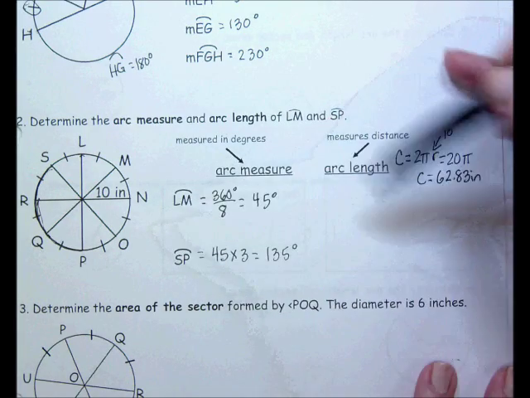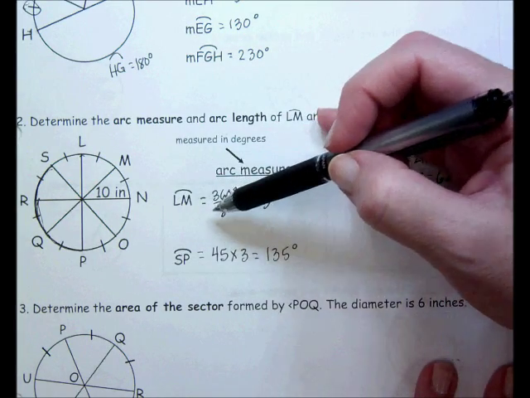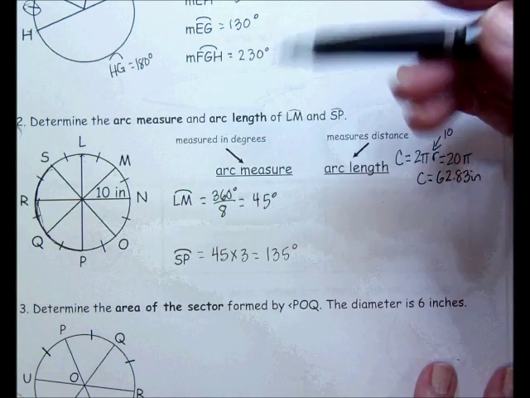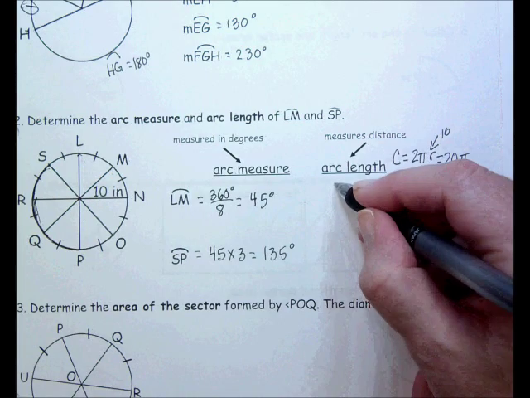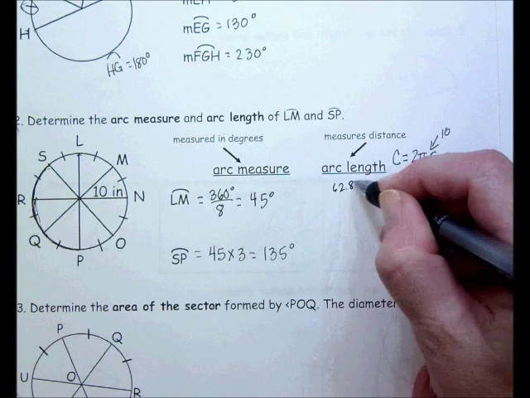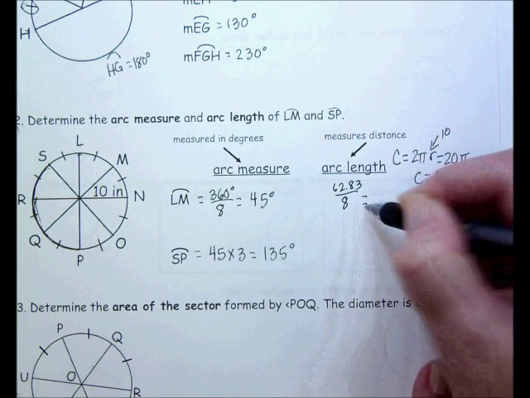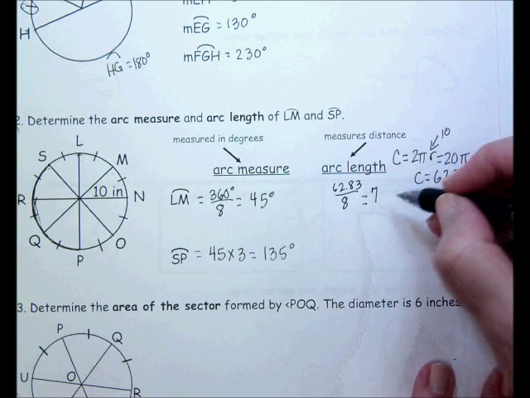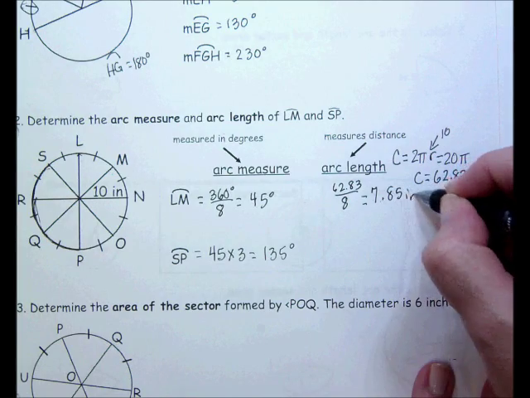So I know that that's the total length around the entire circle, but I don't want the total length around the entire circle. I want part of that length around the circle, and I want an 1/8 of that. So I'm going to say 62.83, and I'm going to divide it by 8, and so the arc length of LM is 7.85 inches.